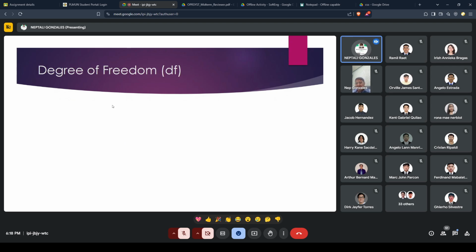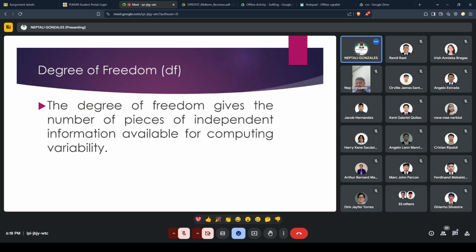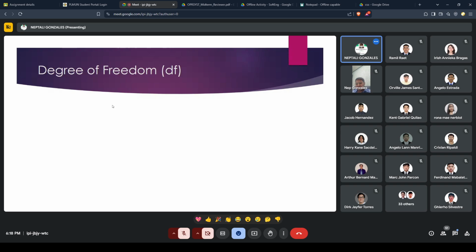And this is the formula for the degrees of freedom. The degree of freedom gives the number of pieces of independent information available for computing variability. So this is for computation of variability. We have measures of variation, how the data varies. So these involve variances and standard deviations.